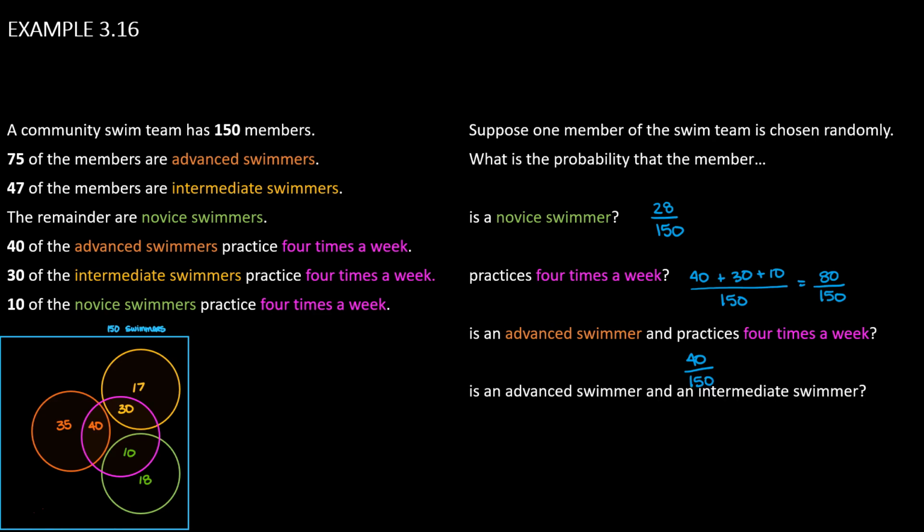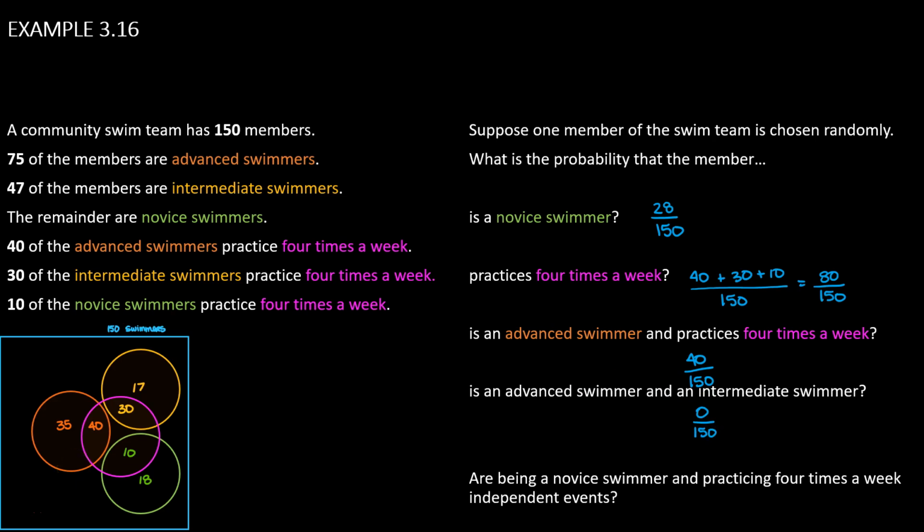Again, suppose one member of the swim team is chosen randomly. What's the probability that the member is an advanced swimmer and an intermediate swimmer? Well, this isn't explicitly stated in the problem, but the different levels of swimming are completely separate from each other. You're either novice, or you get a little better, you become intermediate, or you get a little better and you become advanced. But you wouldn't be in two categories at once. You're either advanced or you're intermediate. In this case, those two groups don't have any overlap, so there's a 0 chance of picking somebody who qualifies as both intermediate and advanced.